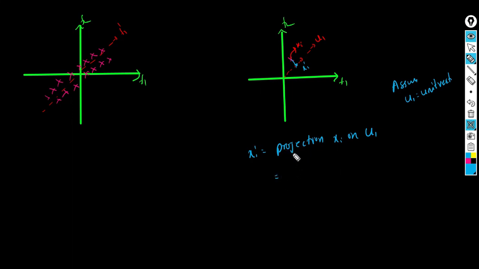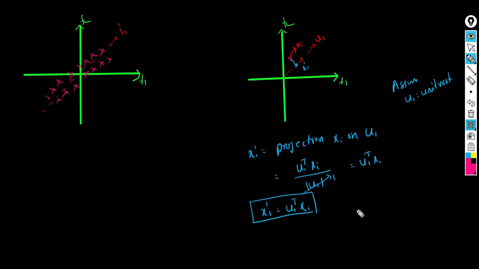We know the projection of xi on u1 is just u1 transpose into xi, divided by the magnitude of u1. Because it is a unit vector, this value is going to be 1. Finally, we will get u1 transpose into xi. We have xi dash equal to u1 transpose into xi, a dot product. We are using transpose so that we can multiply.